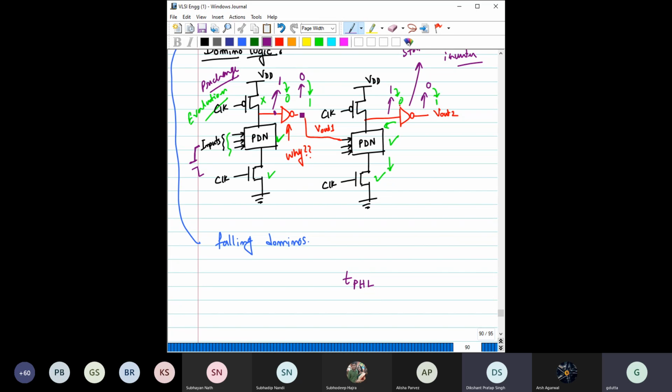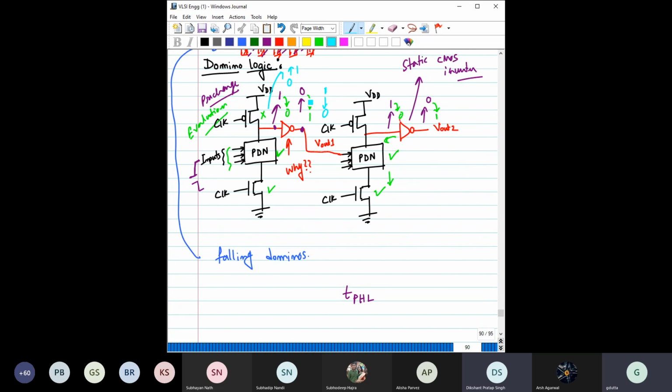Now, here the output has to change from high to low, right? So that means it has to fall to 0. Now tell me, is it possible for any input combination during the evaluation phase that this will change from 1 to 0? For it to fall from 1 to 0, this output has to go from 0 to 1.